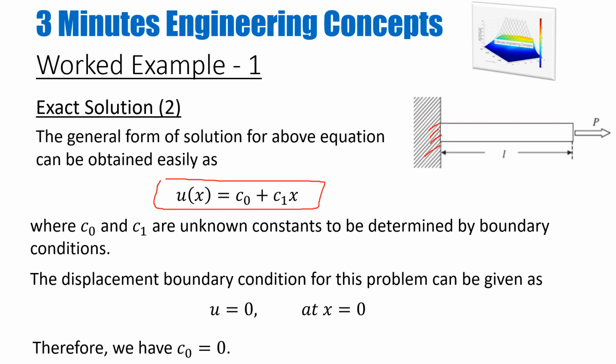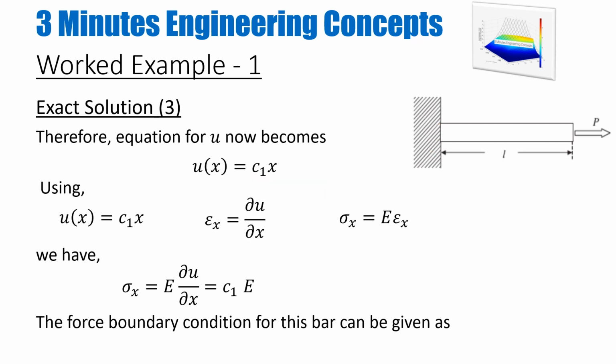One is the displacement boundary condition, and the other one is the force boundary condition. The displacement boundary condition for this problem can be given as u equals 0 at x equals 0, because we are assuming this is our x coordinate system. When I substitute these values in this equation, I find out that my C0 comes out to be 0. So I have found one of the constants using the boundary conditions. Based on this, my solution for the displacement in x direction becomes like this, because my C0 is 0.